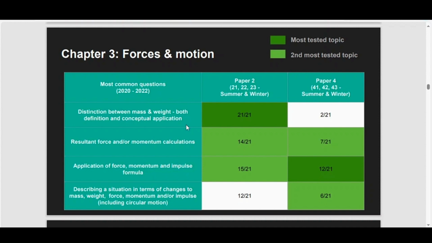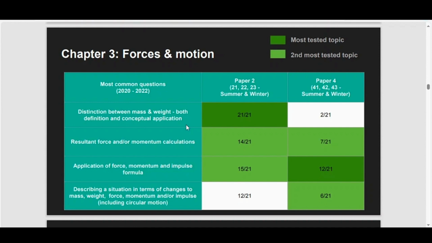And finally, there is the description of a situation in terms of the change to mass, weight, force, momentum, and or impulse. So the questions on this topic could involve circular motion, free fall, or just general sort of situations like collisions. And again, this is a fairly commonly tested topic in your past papers.